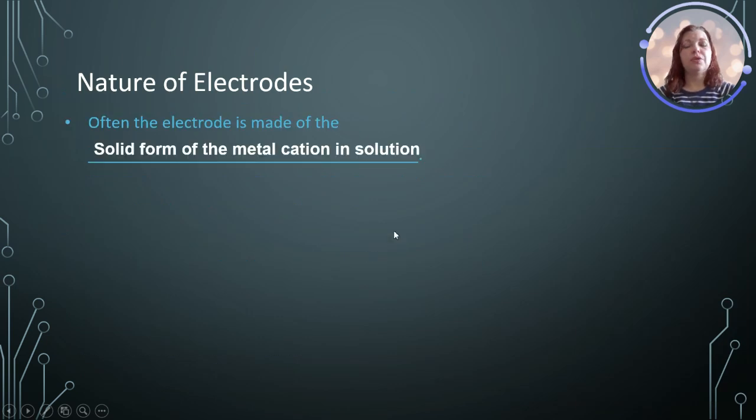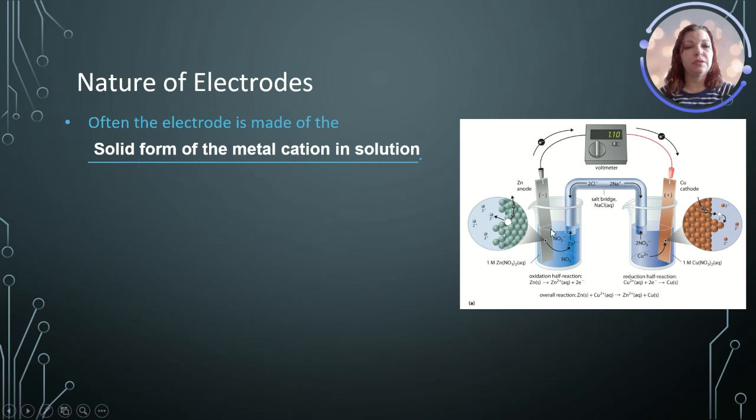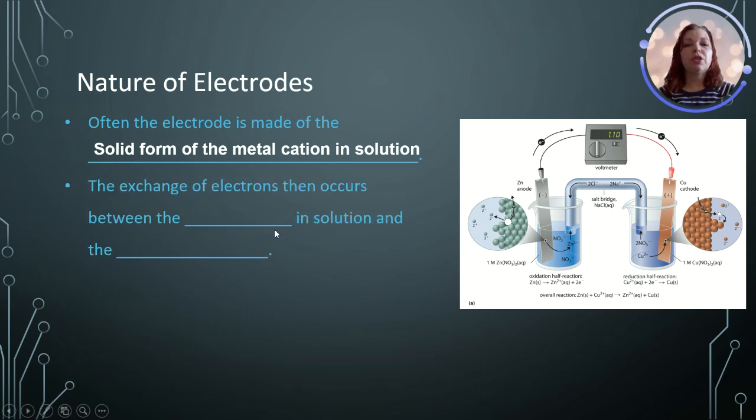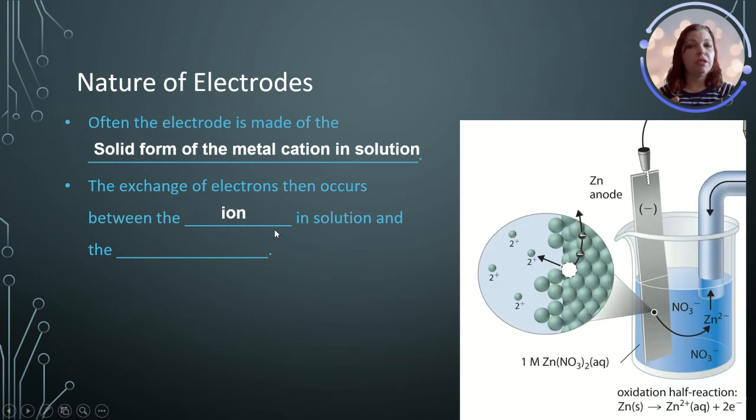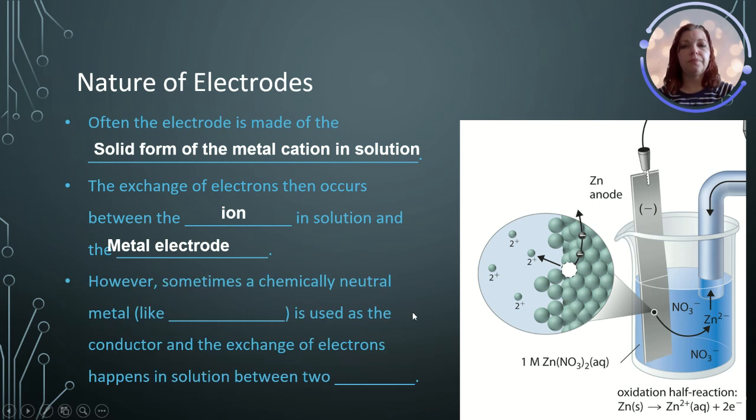Often the electrode is made of the solid form of whatever the metal cation is that's in the solution. Like here, you can see the solution is zinc nitrate. This is a zinc electrode. Over here, you have copper nitrate. That's a copper electrode. The exchange of electrons then occurs between the ion in solution and the solid metal electrode, like you can see here. So the solid here is losing zinc particles. They're turning into the positive zinc ions, and then your electrons are traveling up the electrode.